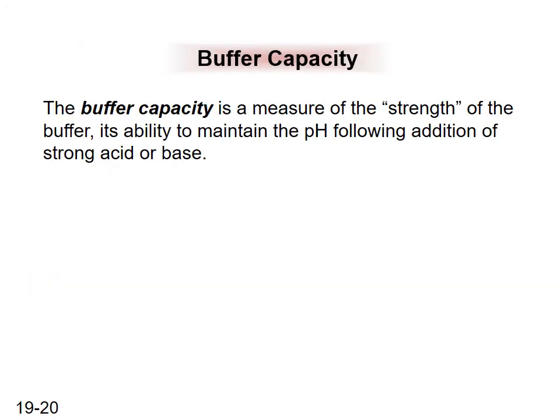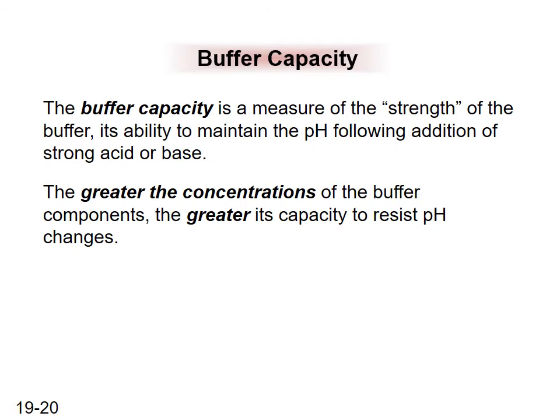The buffer capacity is a measure of the strength of the buffer, or its ability to maintain the pH following addition of strong acid or base. There are mainly two factors. One is the concentration. The greater the concentration of the buffer components, the greater its capacity to resist the pH change.